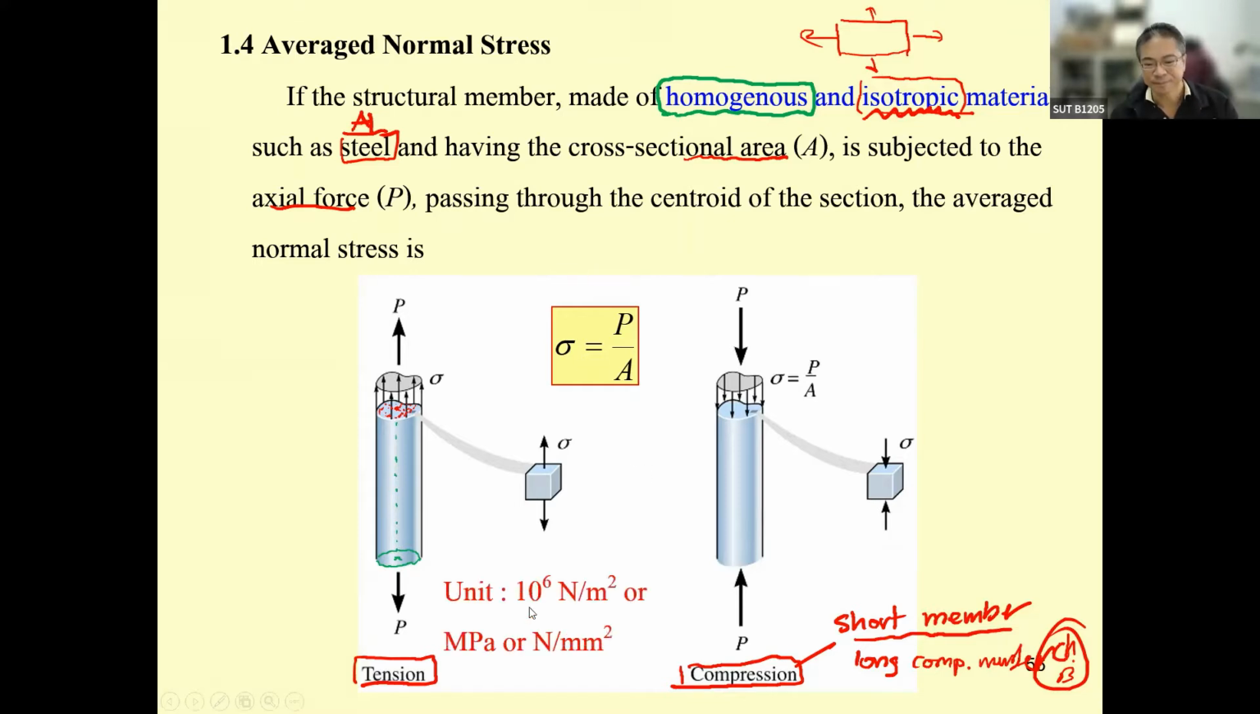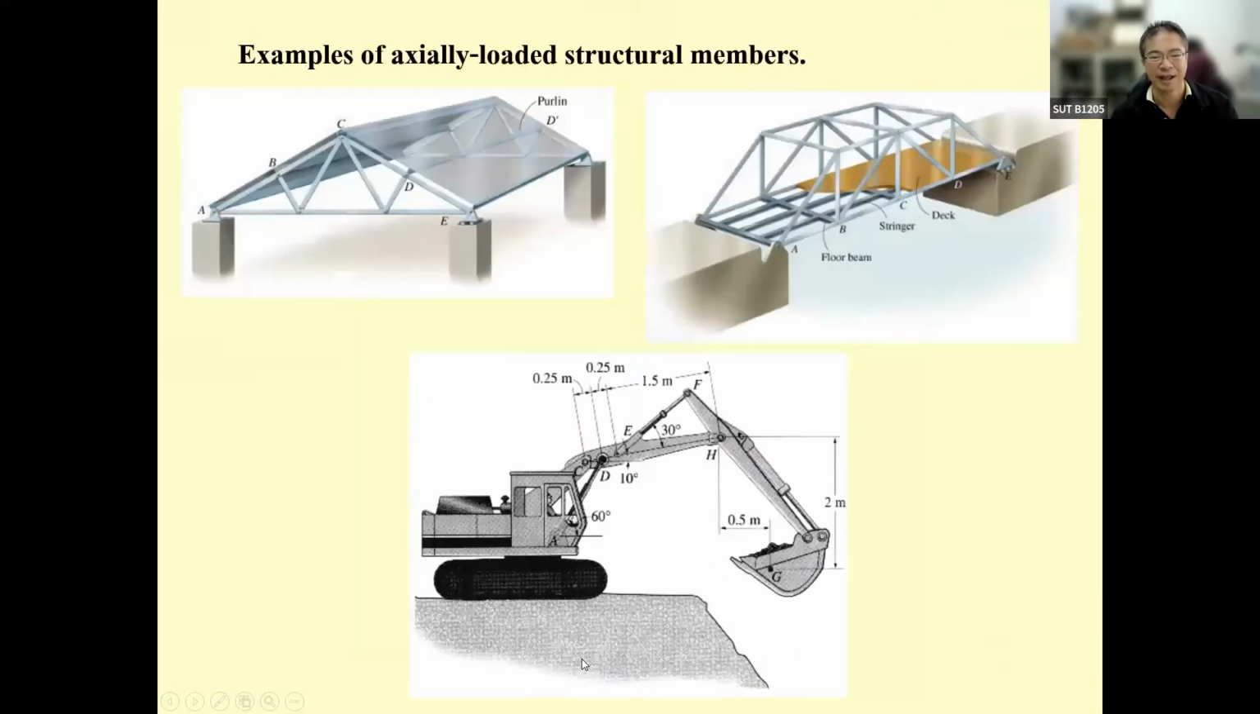The unit may be 10 to the power 6 Newton per square meter, or megapascal, which is equal to Newton per square millimeter. Beware of the unit also. There are a lot of axially loaded members, such as this one for the truss. You studied this one already. The force applied to the truss is applied to the joints. Under this kind of force, for sure, this part is going to be in tension and the top part is going to be in compression.